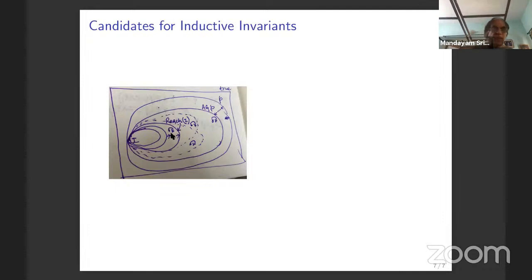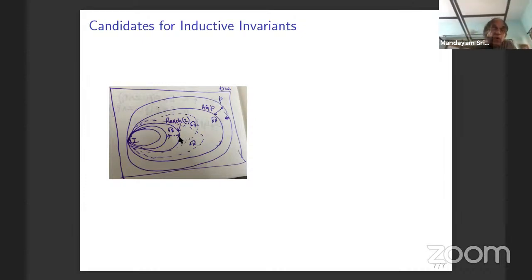So everything that I have marked with this kind of turnaround arrow is an inductive invariant. And I made the observation last time that an inductive invariant is actually a fixed point. It's a closure of the transition relation.